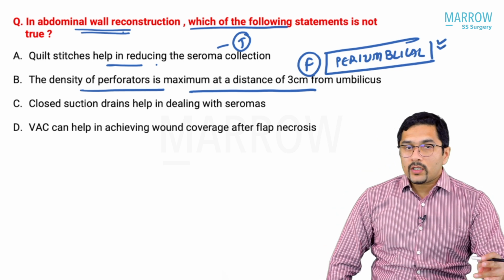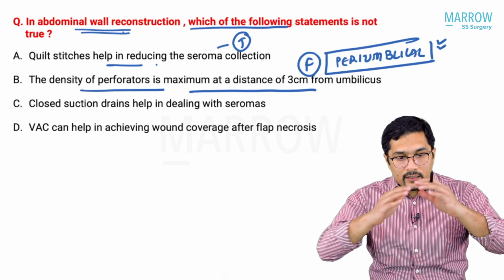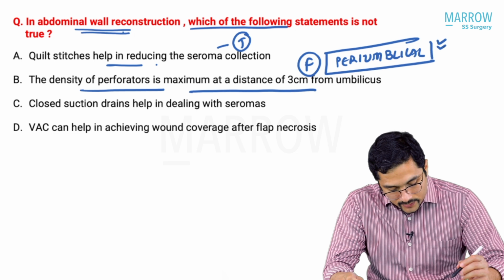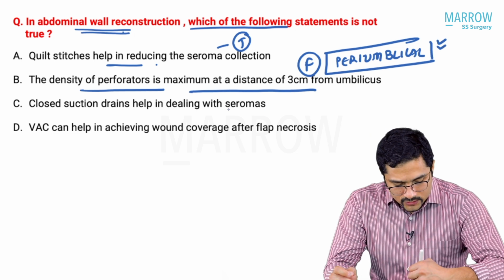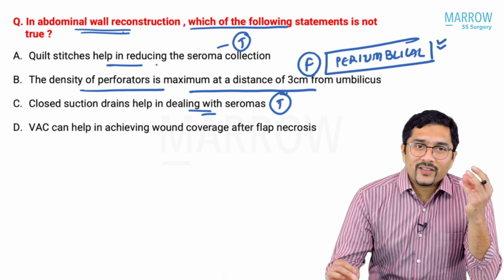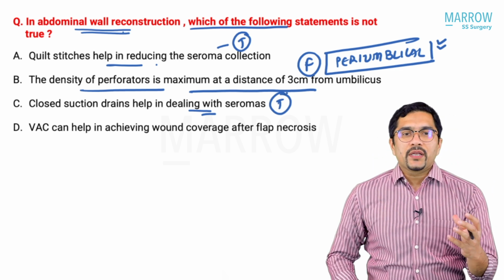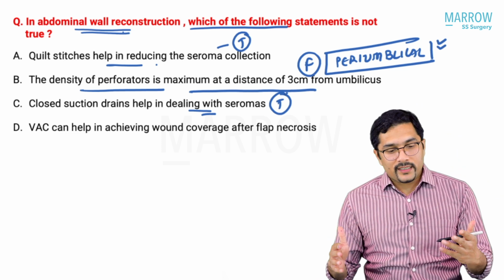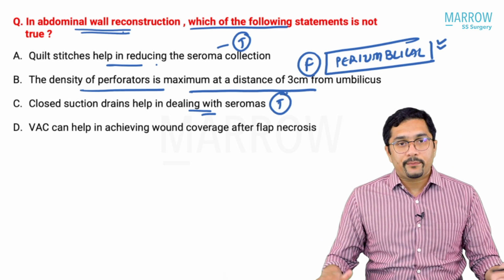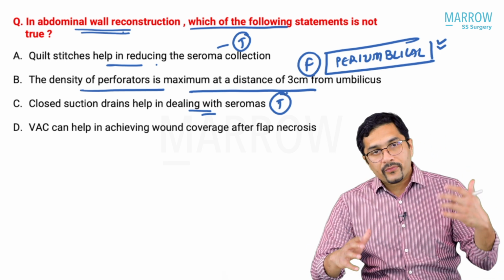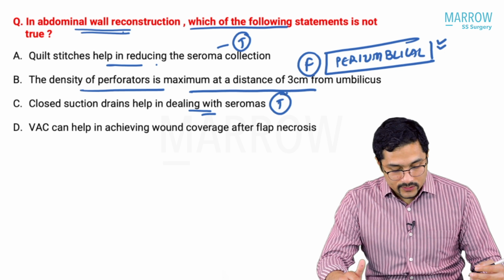That is where majority of the perforators are there, and it is not beyond 3 centimeters, it is just in the periumbilical region. Closed suction drains help in dealing with seromas. This is true. This is in fact one of the very few sites where drain insertion is recommended, because drain insertion while doing component separation or abdominal wall closure for hernias reduces the incidence of seromas.